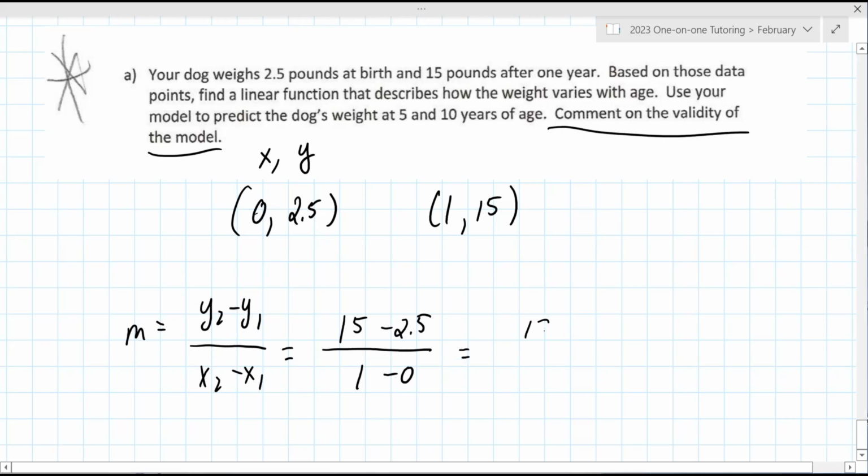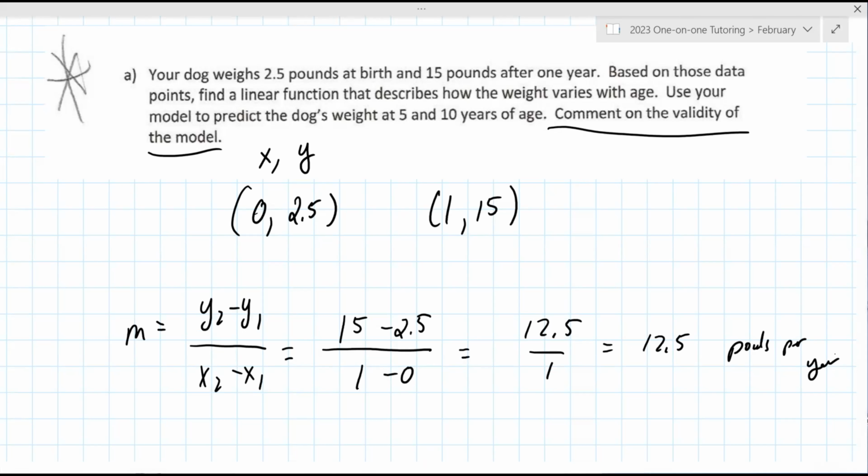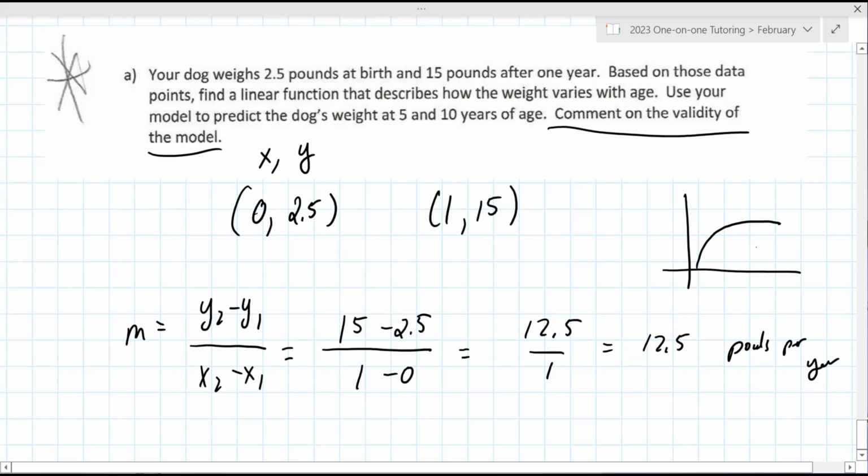All right, and then so this is 12.5 over 1. So this means that it grows 12.5 pounds per year. What do you think of that number? I think that's a very fat dog. It will certainly be a fat dog in 5 and 10 years. We know this is not true, and that's why I was saying comment on the validity of the model. You'd want to say something like the growth charts in these things are, yeah, they grow quickly, but then they level off. Right. And same with humans, same with really anything, you don't grow forever.